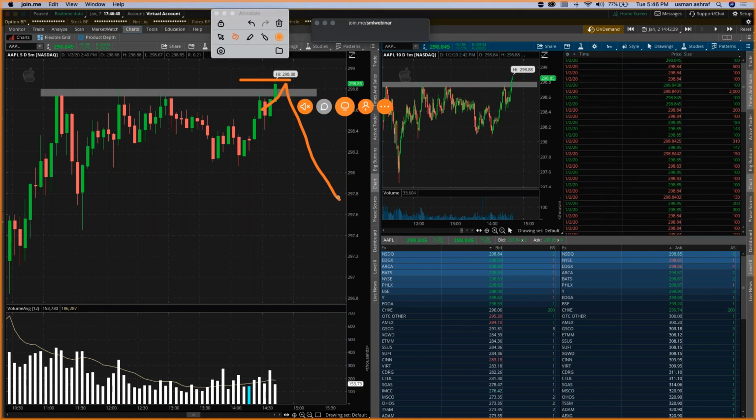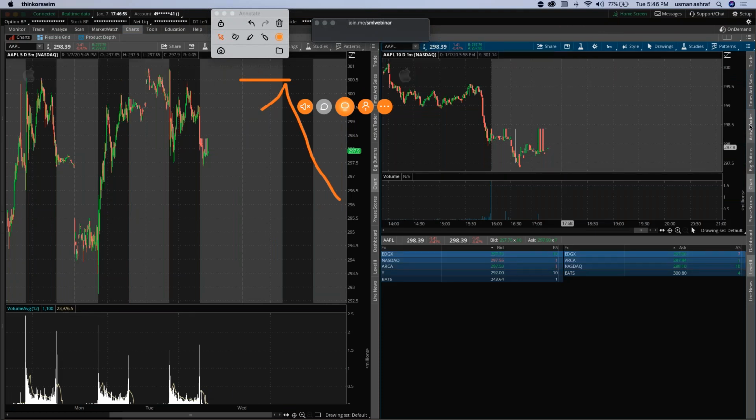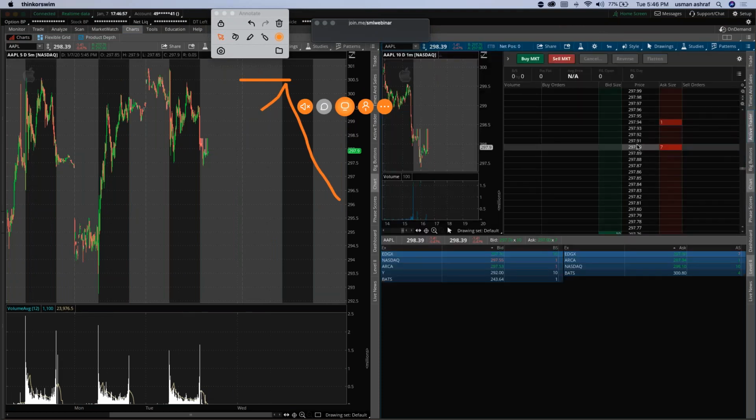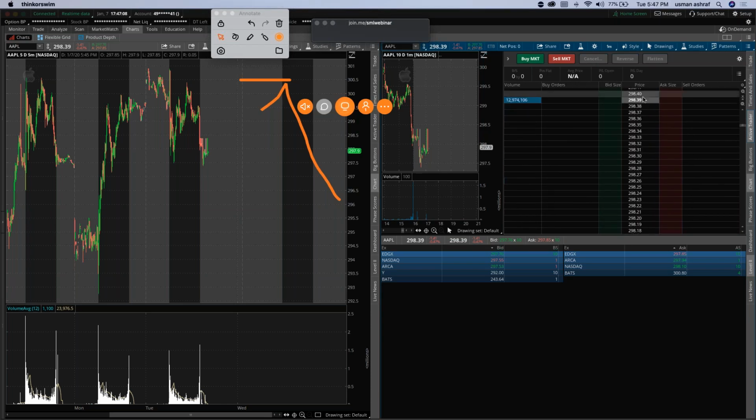Do you not fill your orders by clicking on the ask via active trader limit or specific price? No, I do, but the thing is, the active trader, right? Let me just take this out. Let me show you. It actually already has the mid price showing up. Okay. Where is it? 298. All right, see 298.39.